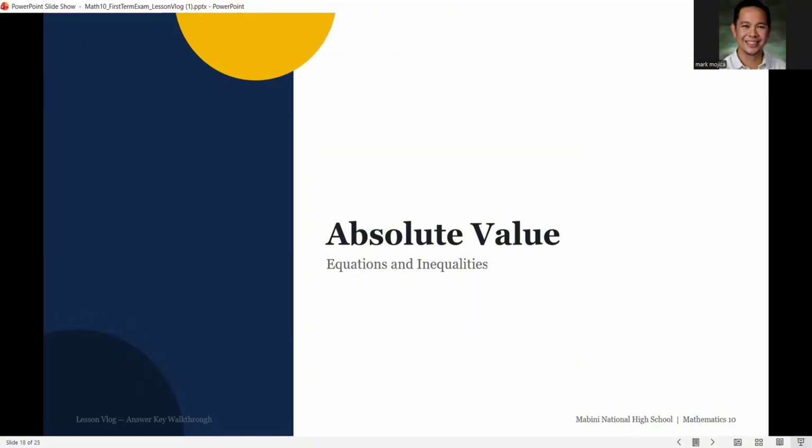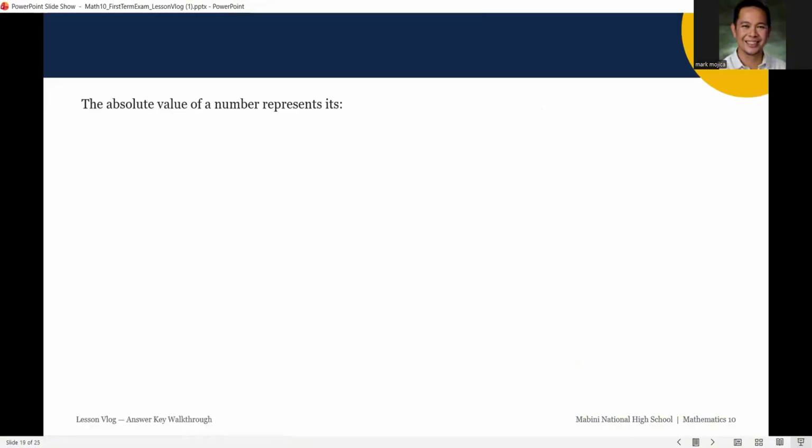Okay? Now we are in absolute value. The absolute value of a number represents its distance, which is always the non-negative distance of the number from 0. In other words, if we look at the non-negative distance, there is no distance that has a negative value.